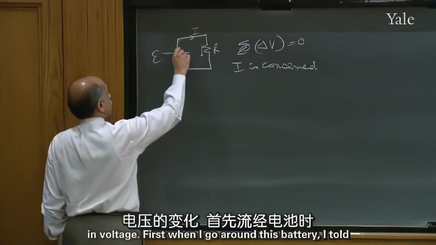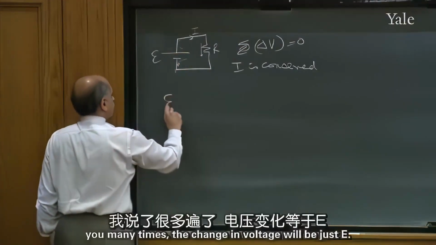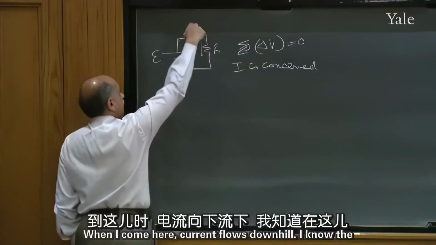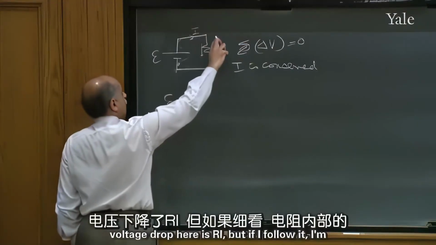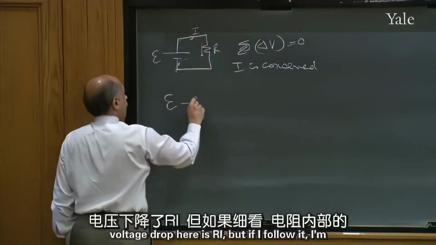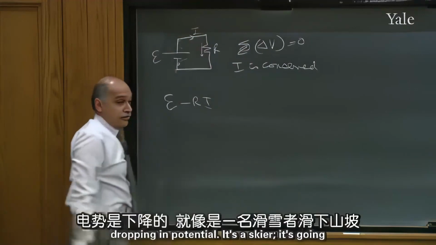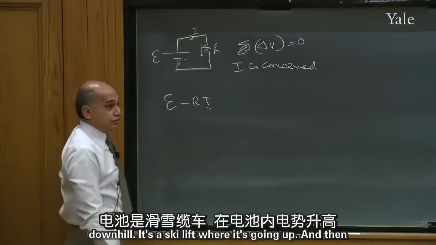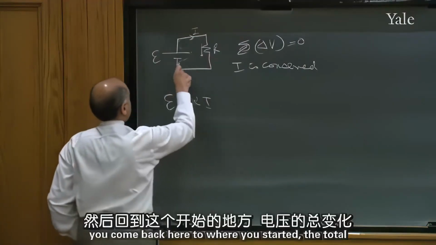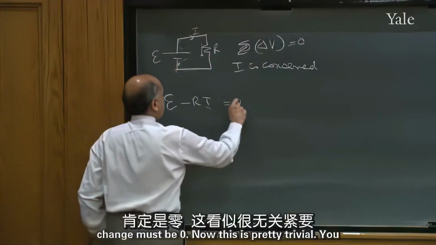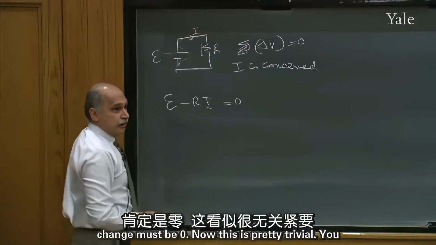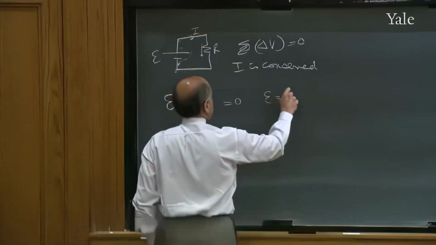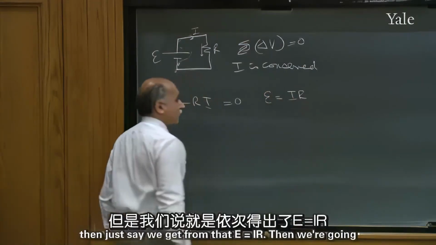First, when I go around this battery, I told you many times, the change in voltage will be just E. When I come here, current flows downhill. I know the voltage drop here is Ri, but if I follow it, I'm dropping in potential. It's a skier going downhill. This is a ski lift where it's going up. And then you come back here to where you started, the total change must be zero. Now this is pretty trivial. You probably wrote this without any further thought, but we then just say, we get from that E equal to IR.